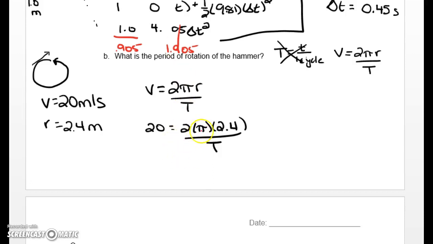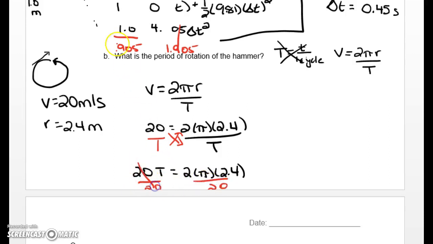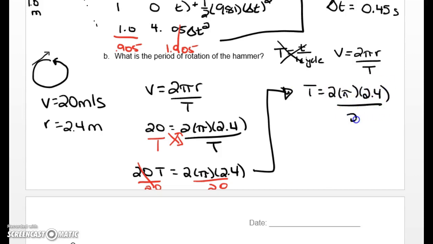If we were to plug this into our calculator, we would get a decimal value when we plug in pi. So what I would actually recommend is to first solve for the variable T. Write this 20 over 1, then you can cross multiply to solve. So you have 20 times your period equals 2 times pi times 2.4. I want to get that period by itself, so I'm going to divide by 20 on both sides. Essentially what I have is your period is equal to 2 times pi times 2.4, all divided by 20.